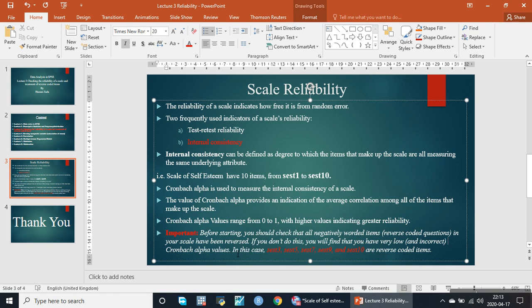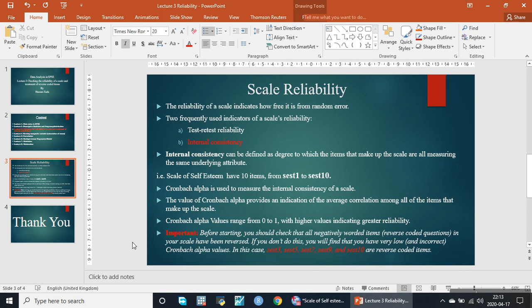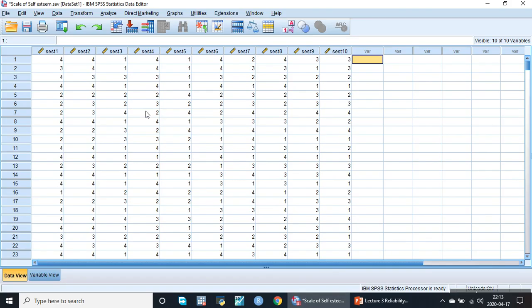In this exercise, in the scale of self-esteem, item number 3, item number 5, self-esteem 5, item 7, self-esteem 7, item 9, and self-esteem 10. These 5 items are negatively worded items, or in other words, these are reverse coded questions. So now we will check the reliability of a scale.